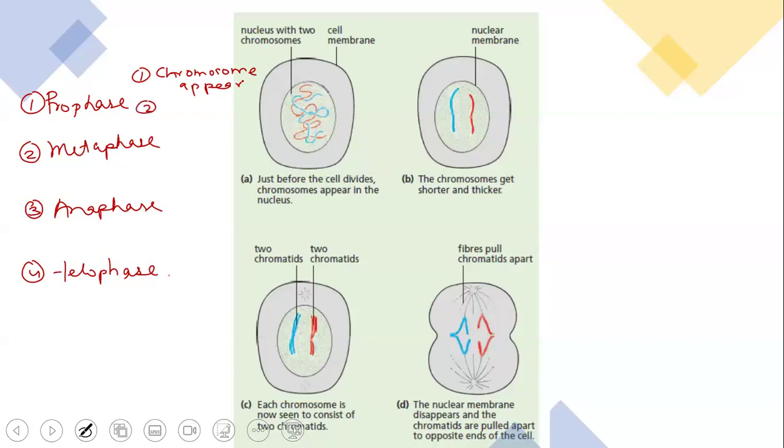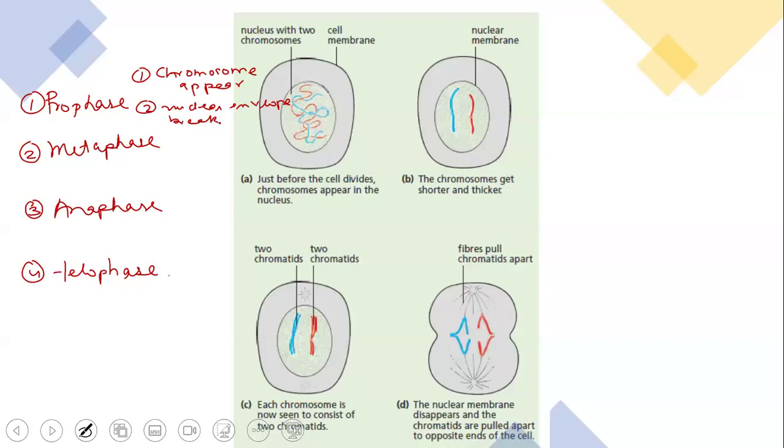Then another thing that's going to happen is that your nuclear envelope is going to start to break down and it will start to disappear, right? Your nuclear envelope is going to slowly disappear. You will not be able to see the nuclear envelope, the clear membrane around the nucleus, anymore.